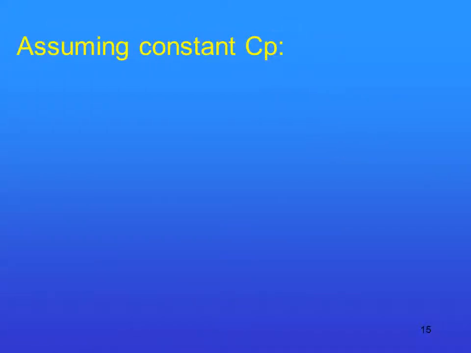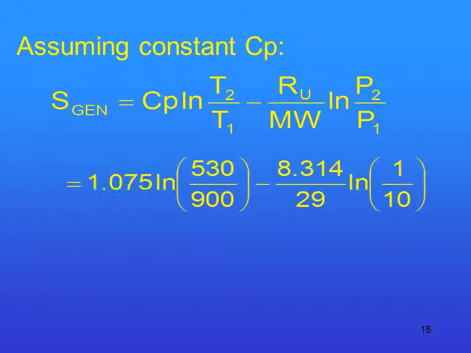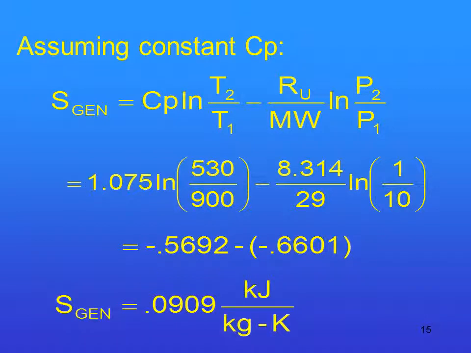And again, assuming constant Cp, integrate it, and I get this equation for delta S, or S generated. Actually, that's delta S, S2 minus S1, which in this case, from our entropy balance, is S generated. Solve that, plug in the numbers, and we come up with S generated equals 0.0909 kilojoules per kilogram K. If I ever came up with a negative number for S generated, then I did something wrong, or there's something wrong with the problem statement, because you can never have a process where S generated is negative.